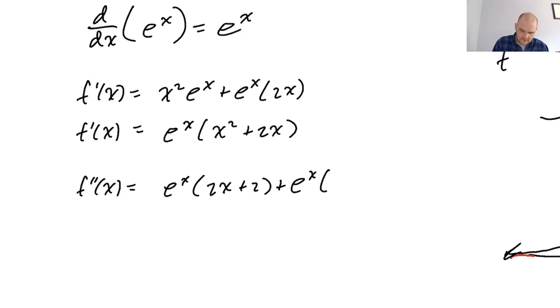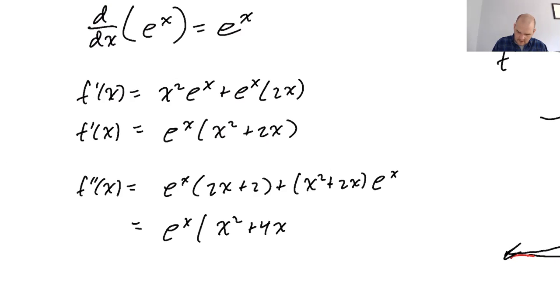Oh, wait. Well, actually, I'm not wrong. It's just, I should rearrange it. So first, derivative of the second, plus second, derivative of the first. Okay, so I can take out e to the x, and I'm left with x squared plus 4x plus 2.